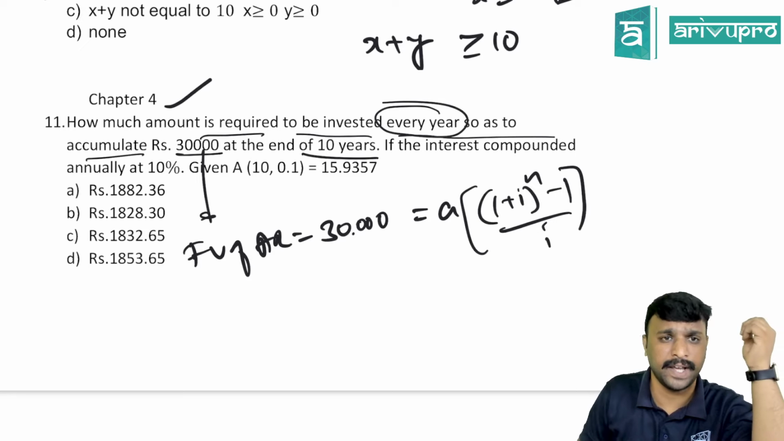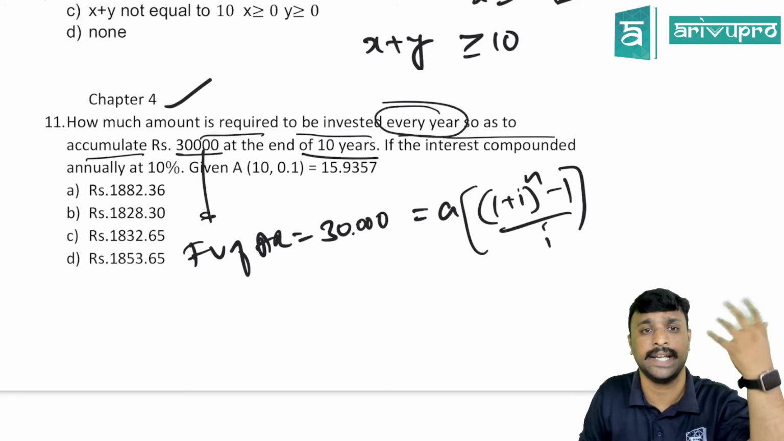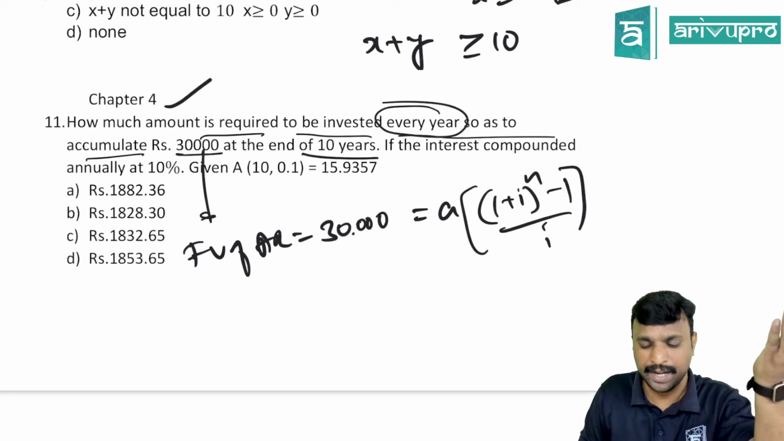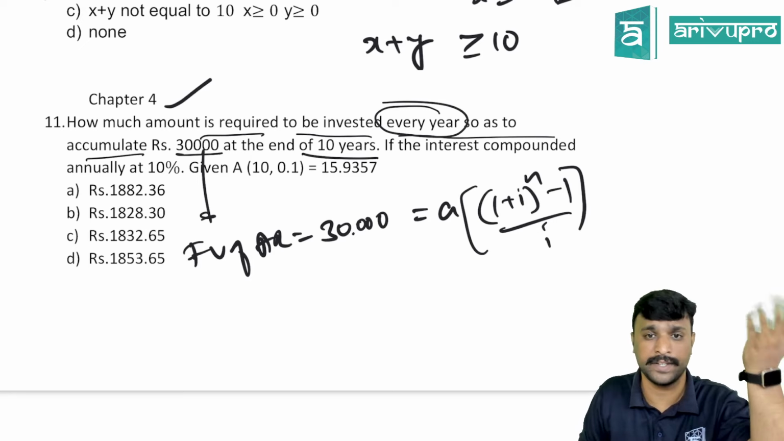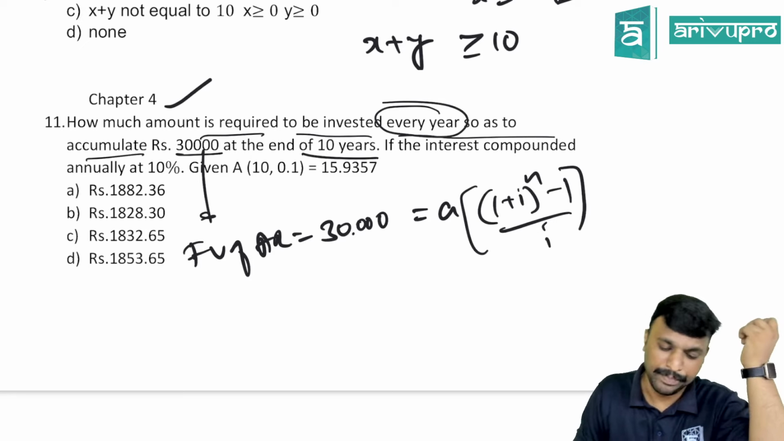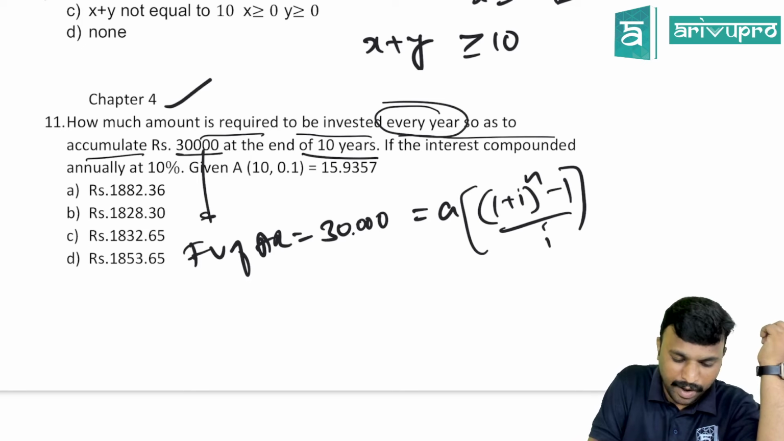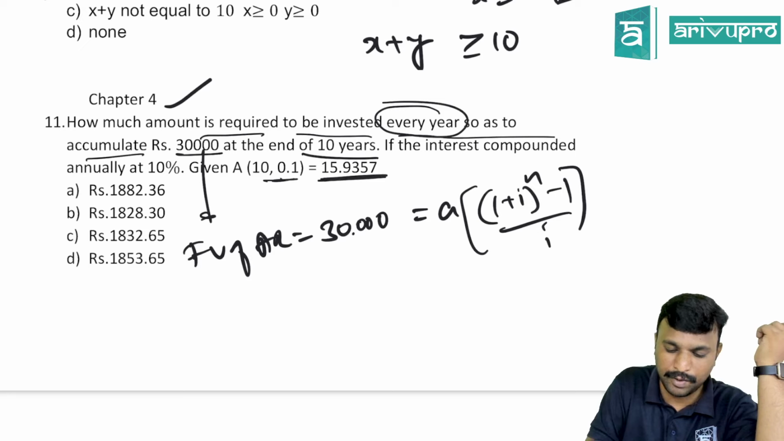Because they have not said anything about whether the investment is done at the end of every year or at the beginning of every year. Obviously it is annuity, regular only. Guys, if you look at A of 10 0.1, this is nothing but the future value of interest factor.